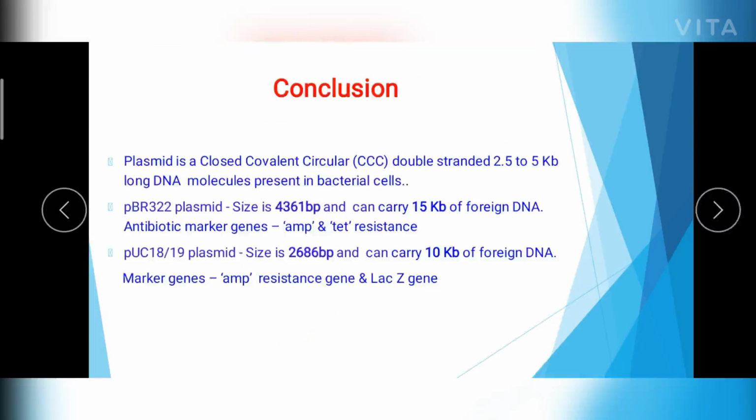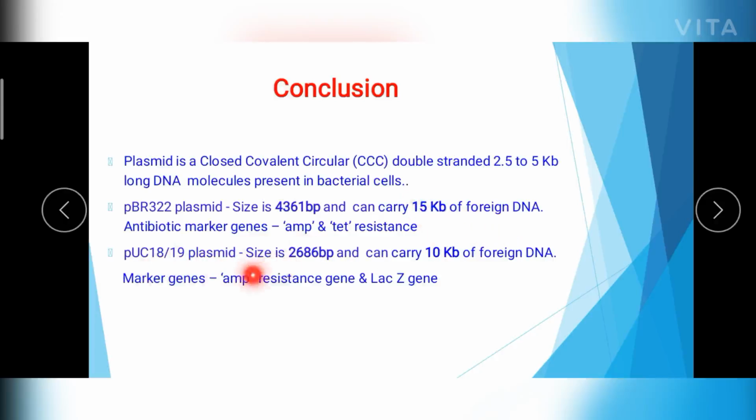Coming to the last slide, let's see the points which we have covered. We have discussed that a plasmid is a closed covalent circular molecule of small size, with the capacity to replicate autonomously in bacterial cells. The pBR322 plasmid is of size 4.3 kb, and it is able to insert up to 15 kb of foreign DNA. It has two antibiotic marker genes, ampicillin and tetracycline resistance genes, and has 20 unique sites for restriction enzymes.